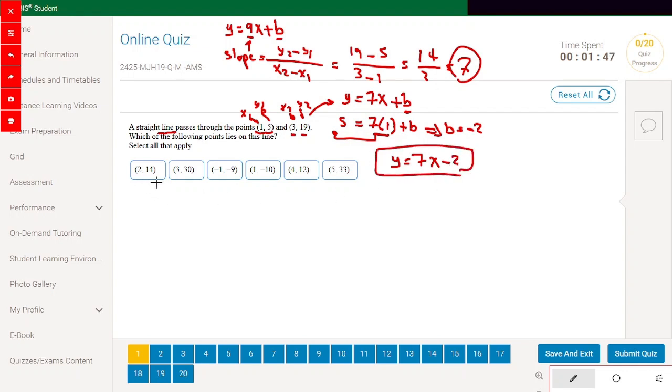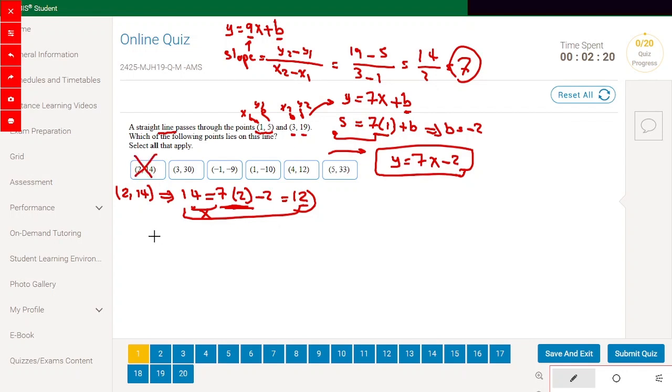Now we'll take all these points and substitute in this equation to see which point is a solution for this equation. So we'll take the first point, (2, 14). The equation will be 14 = 7 multiplied by 2, minus 2. 7 multiplied by 2 is 14, minus 2 equals 12. 14 and 12 are not equal, the left side is not equal to the right side, so this point is not a solution.